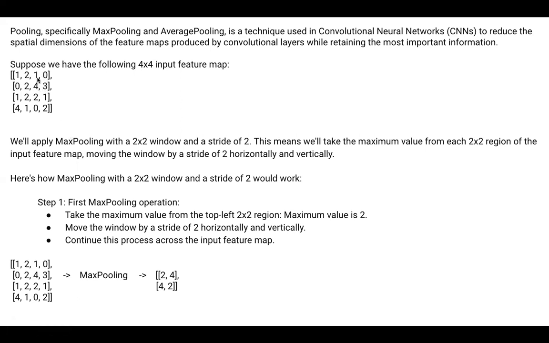Take this one. What is the highest value in this? 4. So you take the 4. Take this unit. What is the highest value in this? It's 4. So you get 4. Take this matrix, 2, 1, 0, 2. What's the highest value? 2. So you extract, you give importance to the feature or the weight which is most significant. So that is pooling.